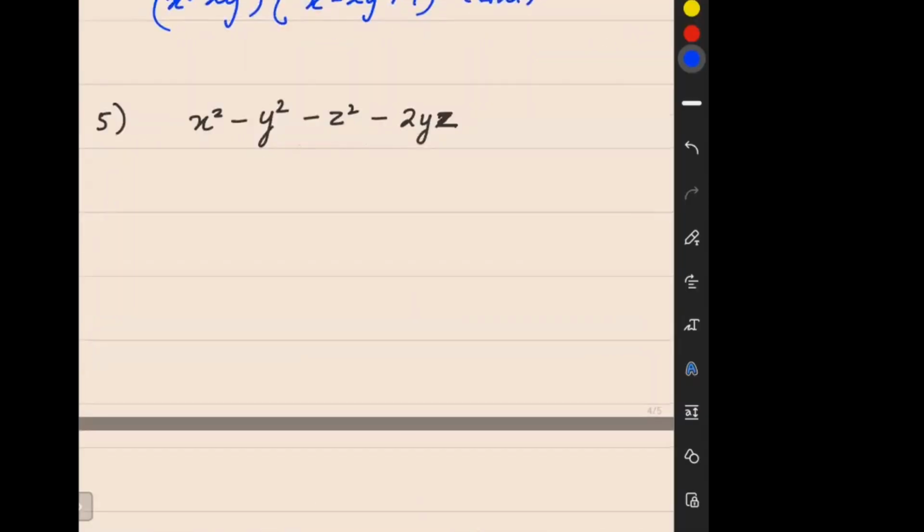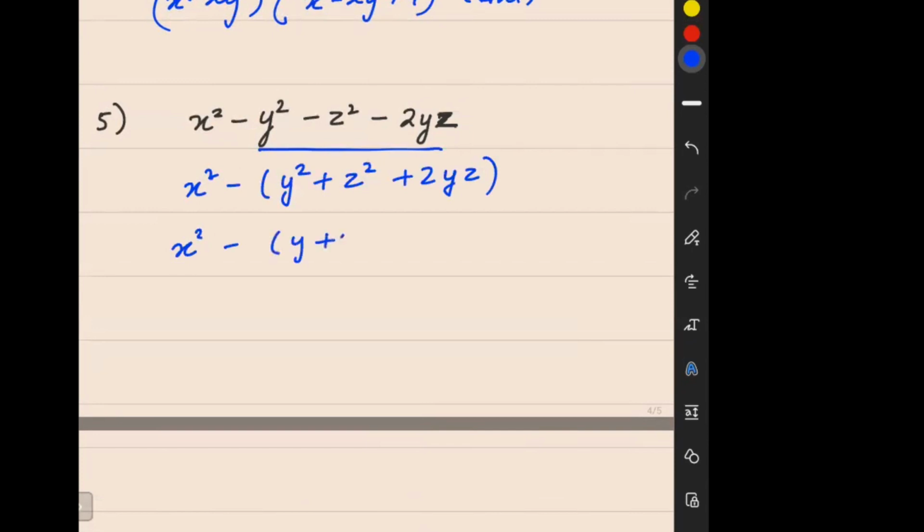So let's see this. These three form an identity. So I take minus sign common, y square plus z square plus 2yz. I can see the identity can be applied here. So x square minus (y plus z) whole square. Identity used: a square plus b square plus 2ab is equal to (a plus b) whole square.